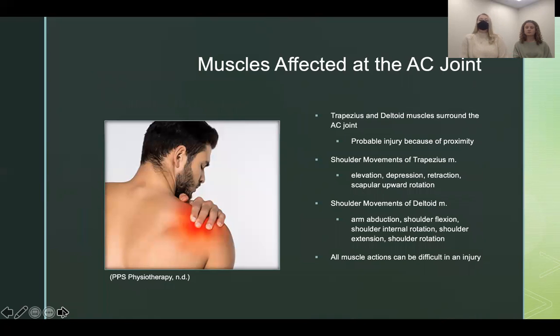Okay, and the muscles affected at the AC joint would be the trapezius and the deltoid muscles, considering their close proximity to the joint. The shoulder movements of the trapezius muscle would be elevation, depression, retraction, and scapular upward rotation. Shoulder movements that the deltoid assists with would be arm abduction, shoulder flexion, shoulder internal and external rotation, and shoulder extension. All muscle actions can be difficult in this injury.